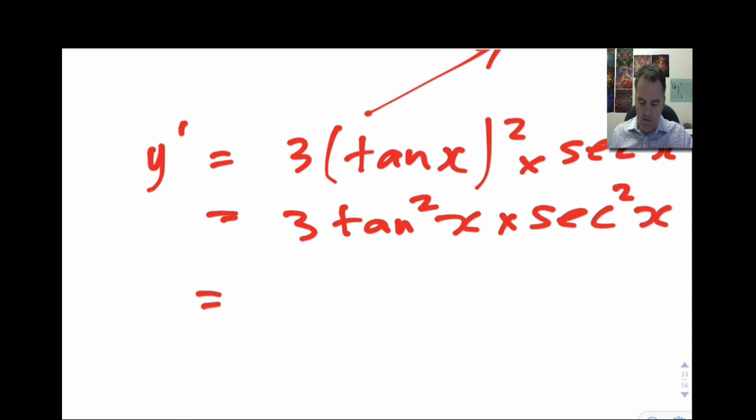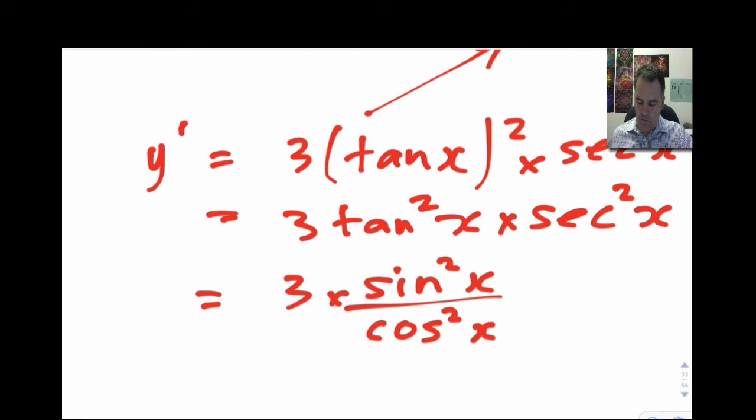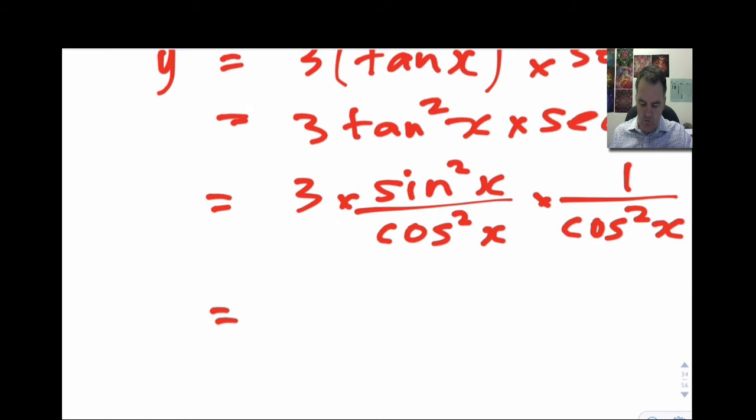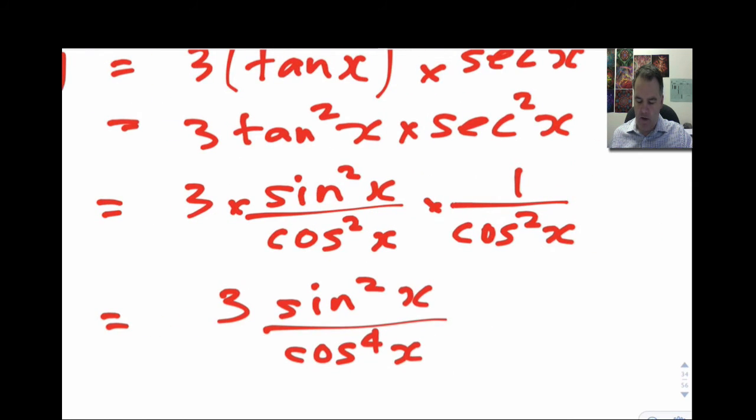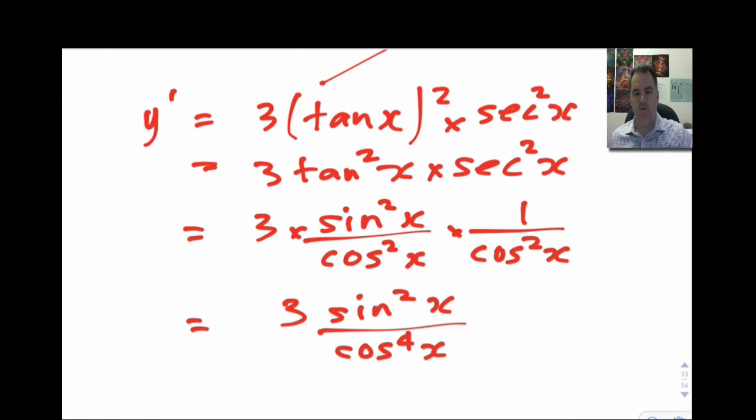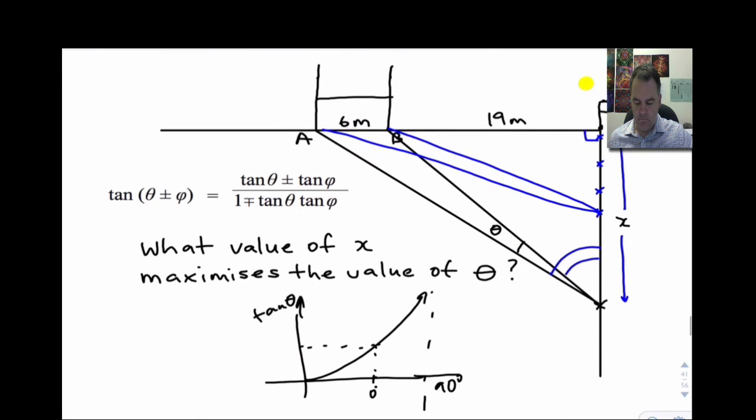Now you could leave it like that, I think that would be fine. If you do want to simplify it, you could do something like this. That's sine squared over cos squared x. Sec squared is 1 over cos squared x. So sometimes, you know, things will simplify. Here it doesn't. So I could write this as 3 sine squared x over cos to the 4 x. But that's no simpler than what we had originally. So there's the answer for the derivative of tan cubed x.